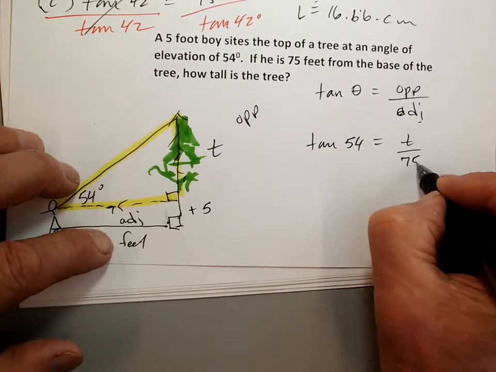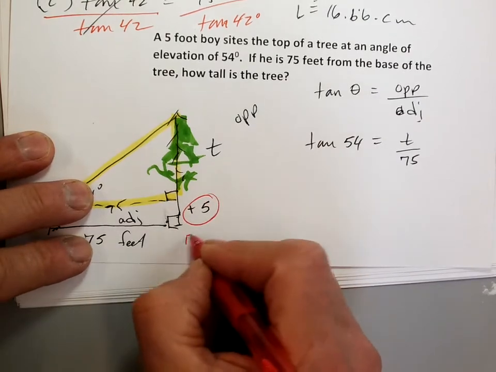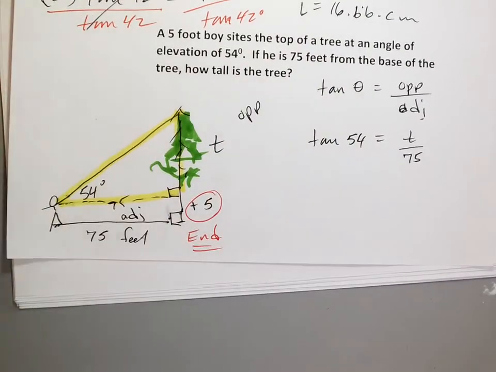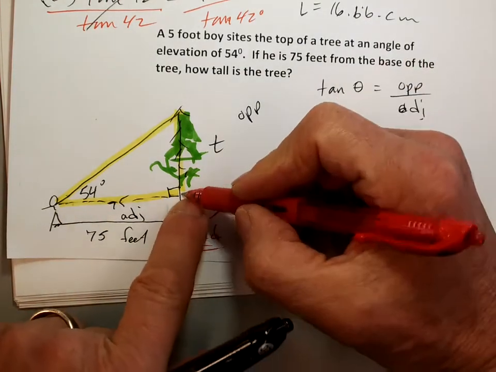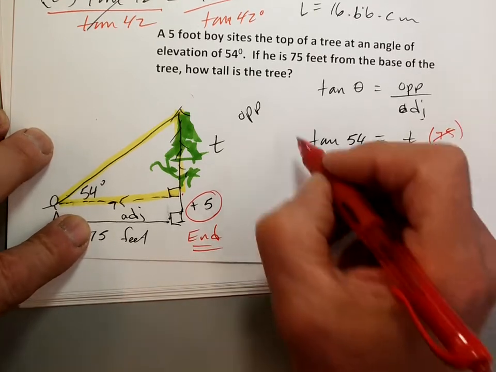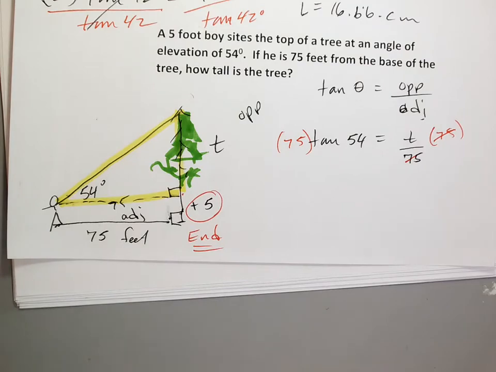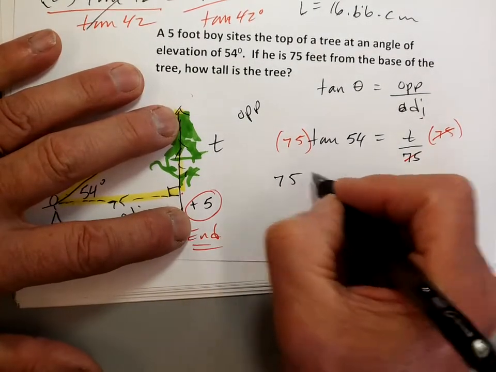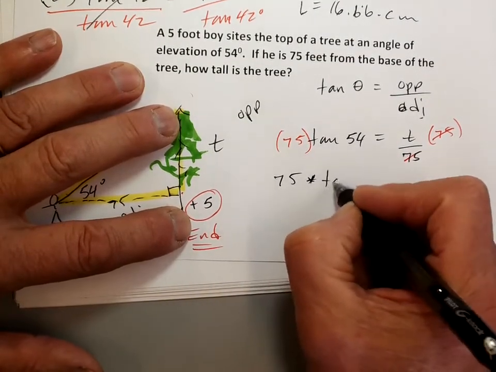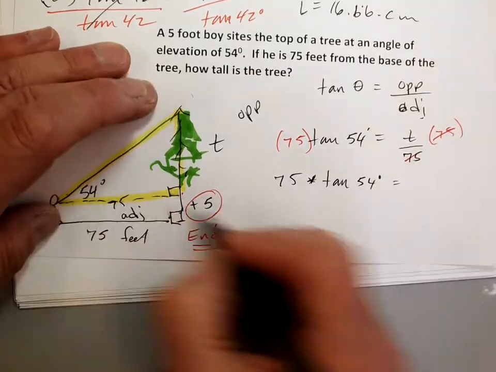Now, I know this 5. I got to add in the 5 at the end. The plus 5 I'll add in the end. Okay, so let's solve for t, which is from here to here. So I'll multiply by 75, and I'll multiply this side by 75. Okay, so then I'll have 75 times the tangent of 54 degrees is equal to t.